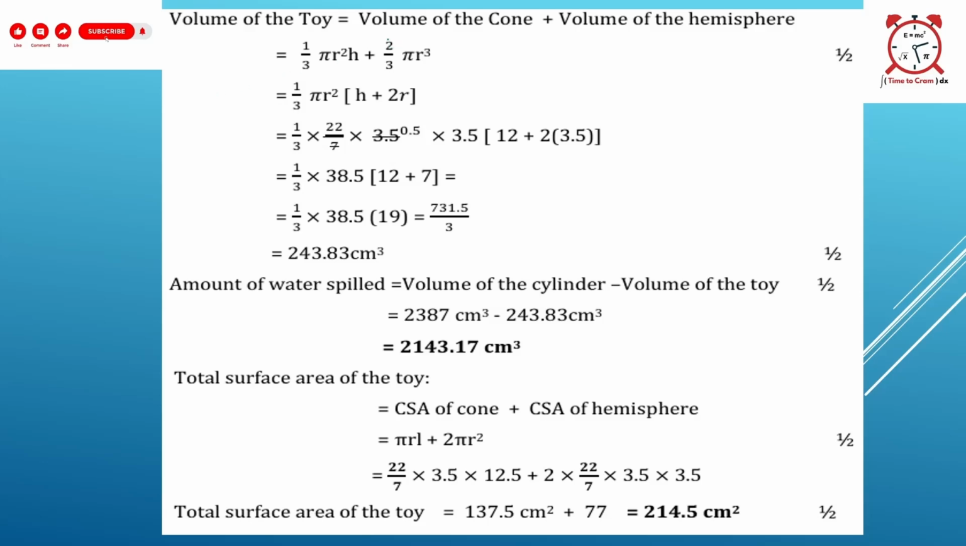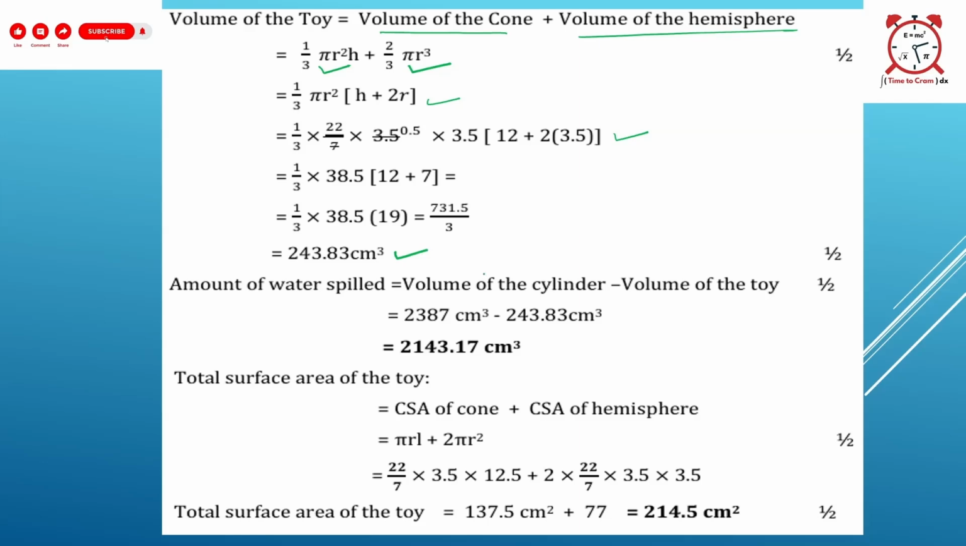So volume of the toy is what? Volume of the cone plus volume of the hemisphere. Now volume of the cone has formula 1/3 pi r square h, and volume of the hemisphere is 2/3 pi r cube. After taking the common and keeping each value appropriately, we will get the volume of the toy, this combination of a cone and hemisphere, as 243.83 centimeter cube.